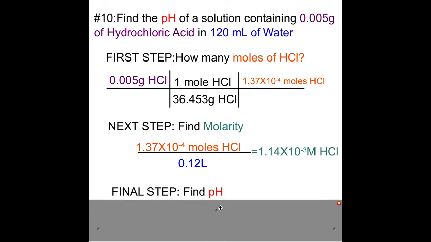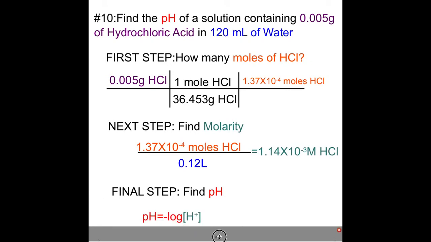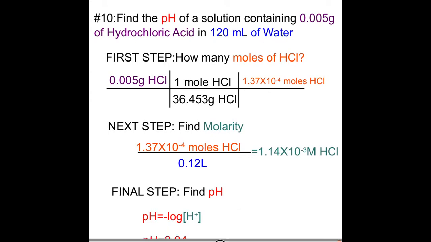Then, using your molarity, you can determine what the pH is. Again, plugging in our equation, pH equals negative log of the hydrogen ion concentration, which is the molarity of our solution, you're going to get an answer of 2.94 pH.